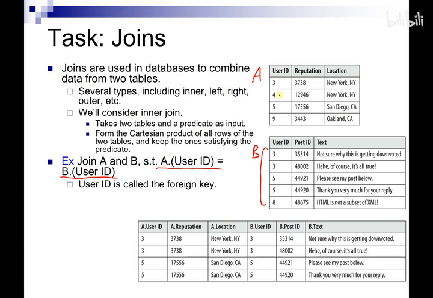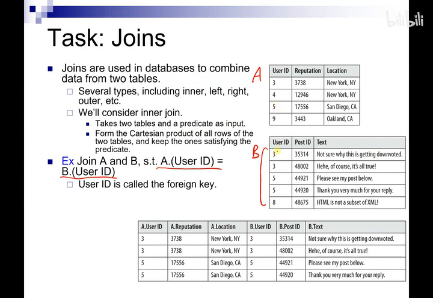And we only want to keep the ones where the user ID from A and B are the same. But you see that in B, there are no users with ID 4. So therefore, we're not going to combine this row of A with anything from B. Okay, and then next, we're going to go through the next row of A, which has user ID 5.